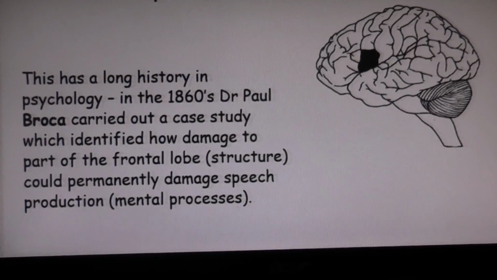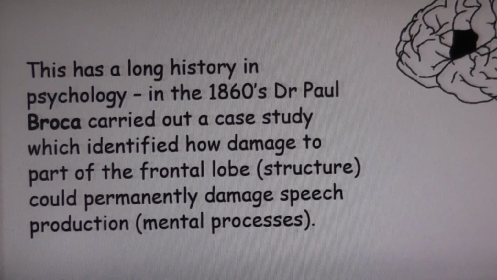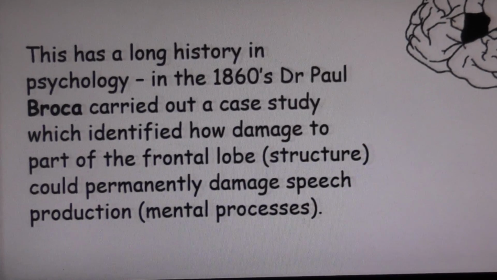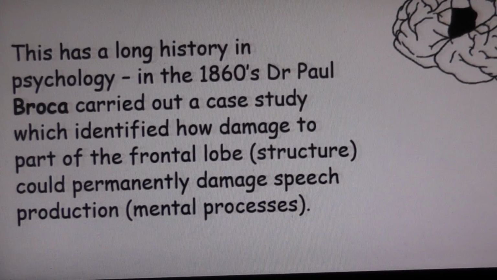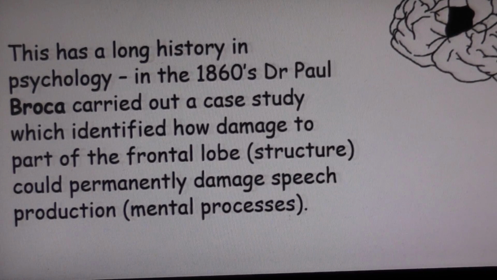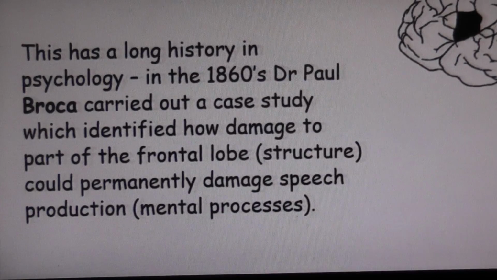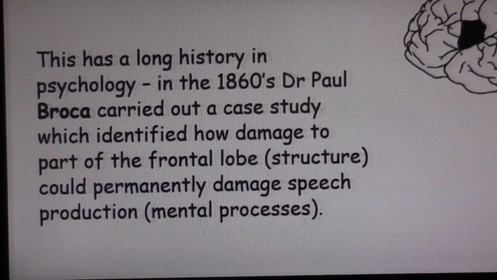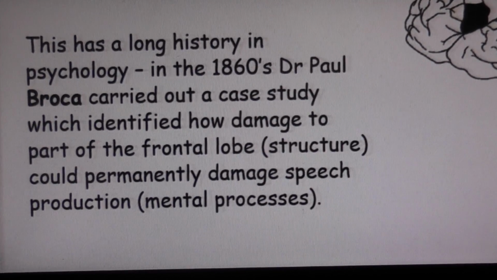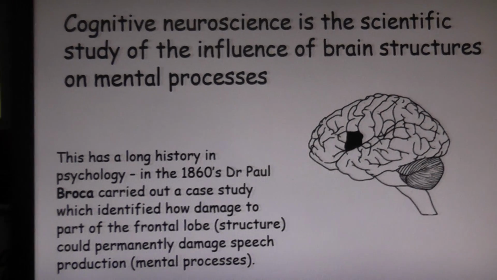So, going back to our biopsychology for second years, we now know about research by Dr. Paul Broca, because he identified Broca's area, which is one of the localized areas of the brain that you need for paper 2. He carried out a case study to identify how damage to part of the frontal lobe could permanently damage speech production. And this is arguably the start of cognitive neuroscience, the link between the structure of the frontal lobe and speech production, i.e. mental processes. And this is where cognitive neuroscience started.